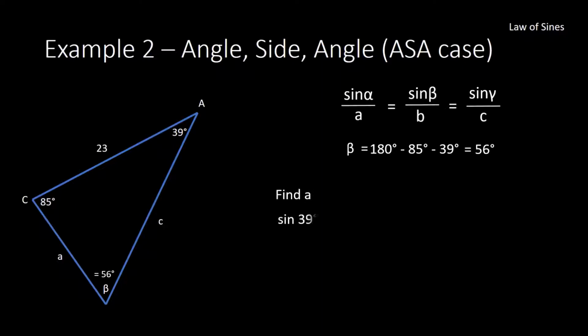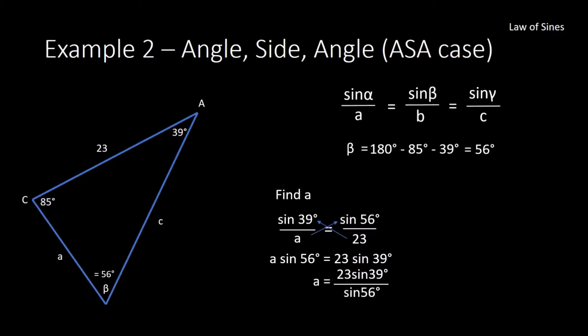Here we have sine of 39 degrees divided by A equals sine of 56 degrees divided by 23. Then we cross multiply and get A times sine of 56 degrees equal to 23 times sine of 39 degrees. Divide both sides by sine of 56 degrees. A will be equal to 23 times sine of 39 degrees divided by sine of 56 degrees, which is approximately 17.5.